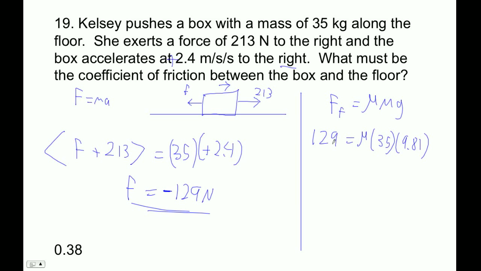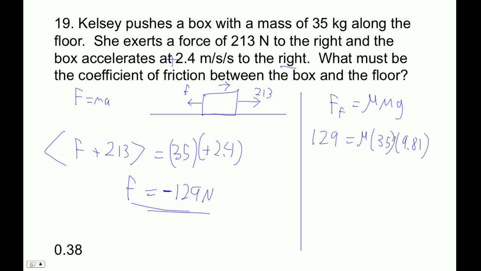Okay? Now, the 129 isn't negative here because this is just a formula for friction. The fact that this friction force was acting to the left, it's not relevant here. Okay? Especially because I don't want a negative coefficient of friction, right? 9.81 in this context is also not negative. It's just the strength of gravity, right? So now we're set. Now we can solve.